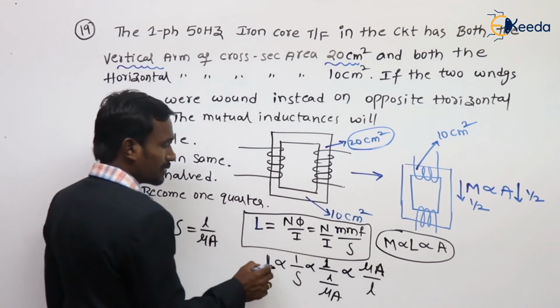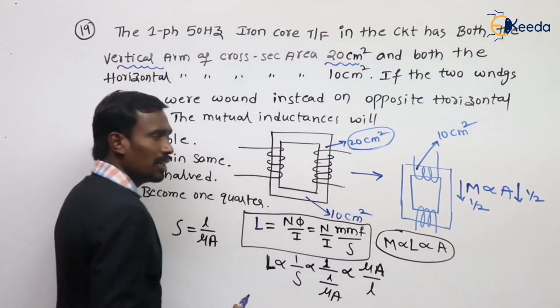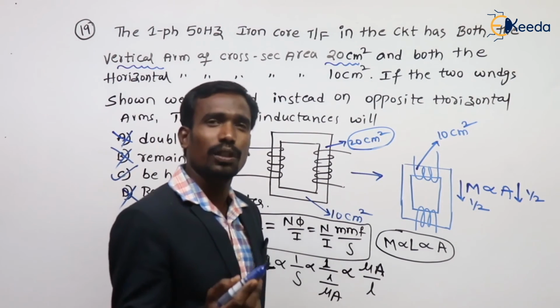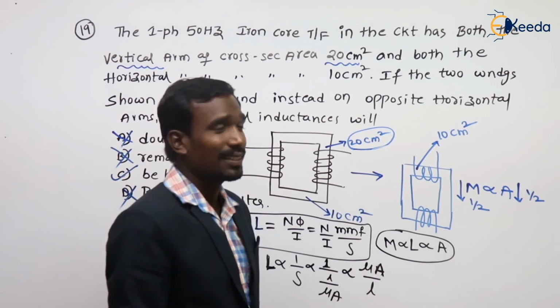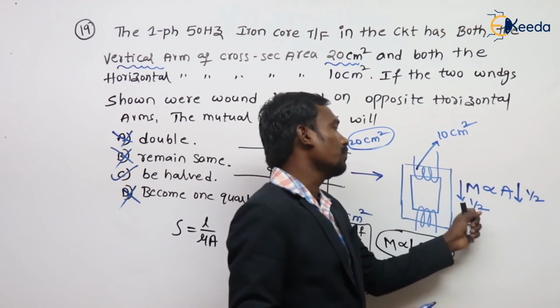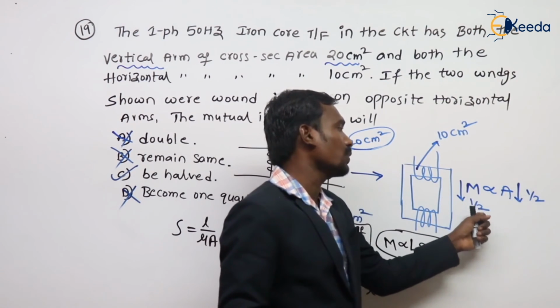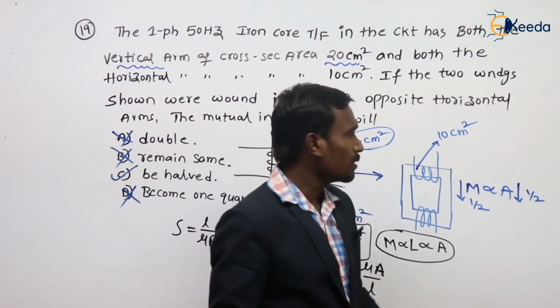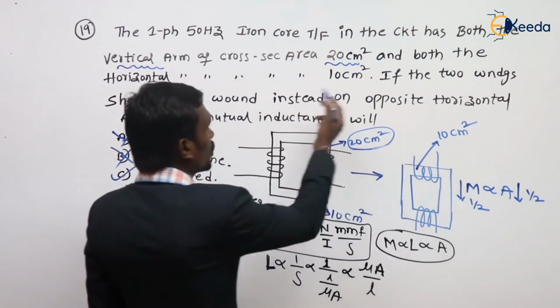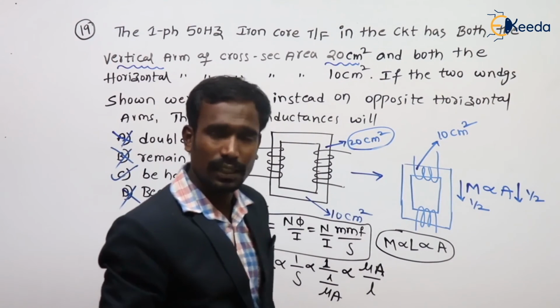Inductance is directly proportional to area, then mutual inductance is also directly proportional to area. Then when area is reduced to half, mutual inductance is also reduced to half. This is the mutual inductance and area relation. The question is based on that relation only.